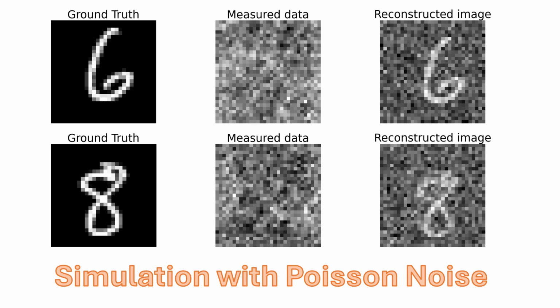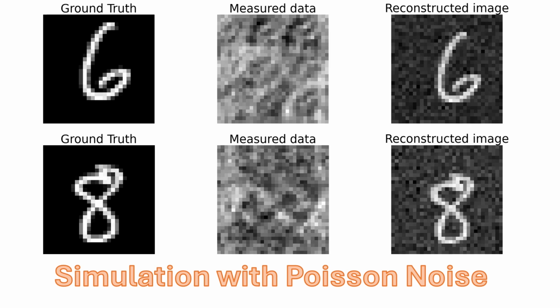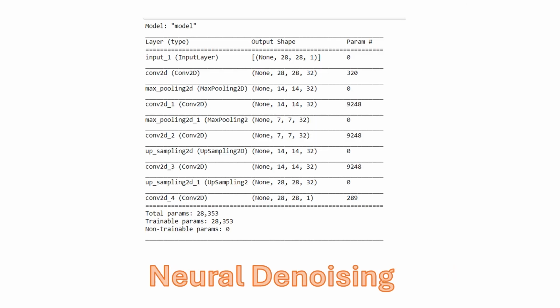First of all, our results depend on the noise level. The previous slide was assuming only 100 photons per measurement on average. Here we're assuming 1,000 photons per measurement, which gives us better signal to noise. But if we want to denoise this, we of course could build a neural network to do the denoising.